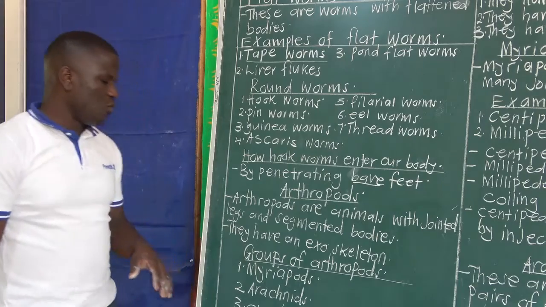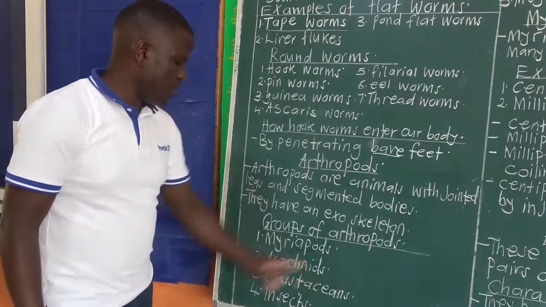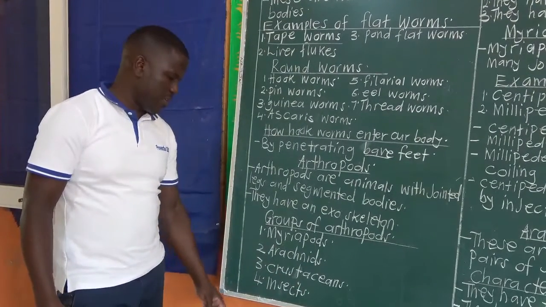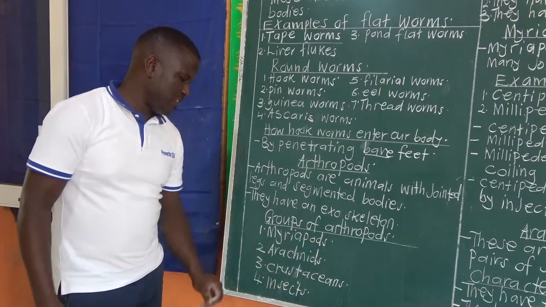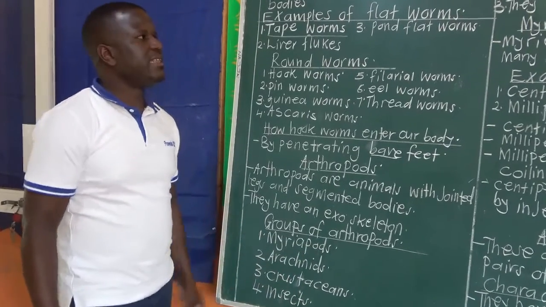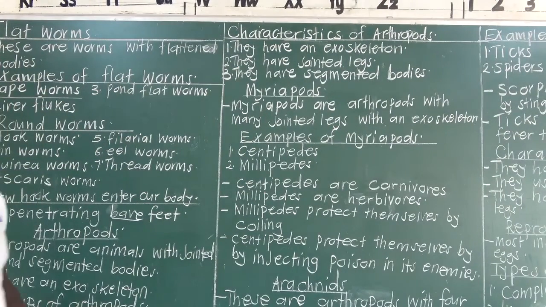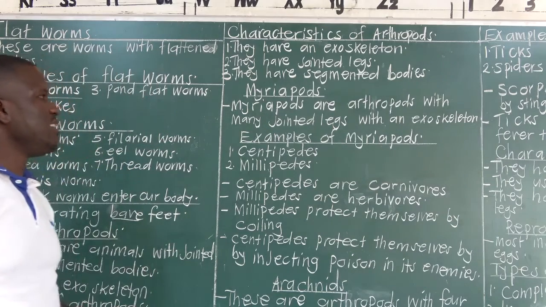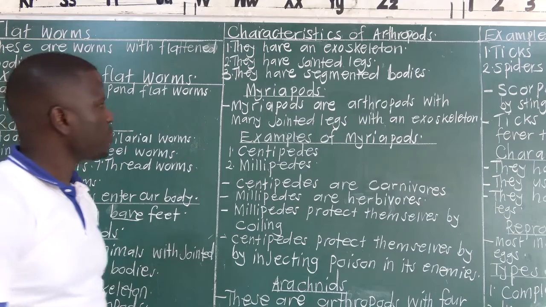Next we look at groups of arthropods. We have 4 groups of arthropods: myriapods, arachnids, crustaceans, and insects. The characteristics of arthropods are that they have an exoskeleton, jointed legs, and segmented bodies.